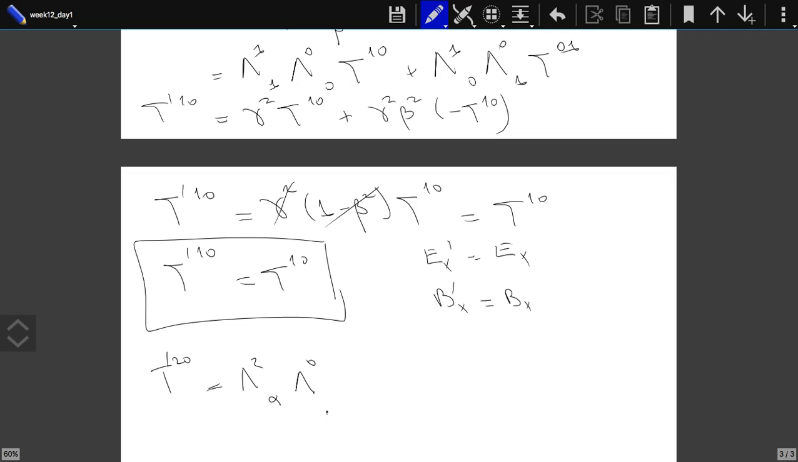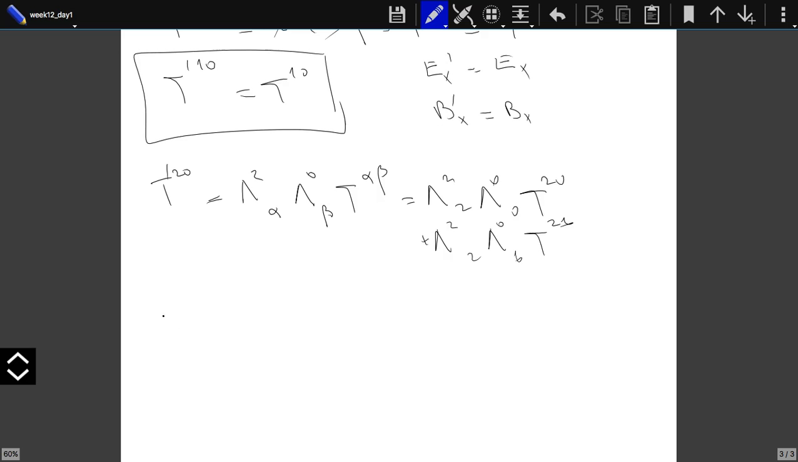This is lambda 2 alpha, lambda 0 beta, T alpha beta. Well, if you remember the form of the lambda matrix, alpha has to be 2. Only lambda 2, 2 is non-zero. The other entries, lambda 2 alpha, they are all 0. So lambda 2, 2, lambda 0, 0, T20, plus lambda 2, 2, lambda 0, 1, T21. So the 20 component of my tensor becomes, well, lambda 2, 2 is 1, lambda 0, 0 is gamma, gamma T20 minus beta gamma T21.